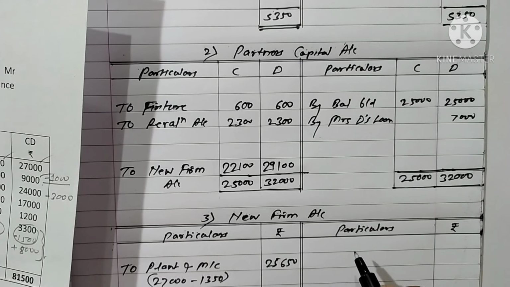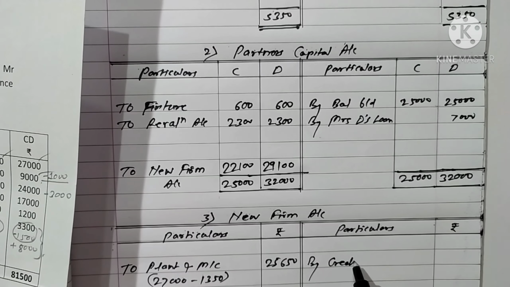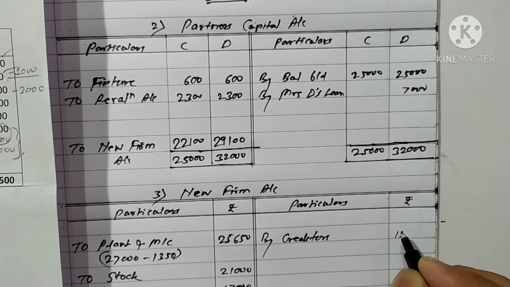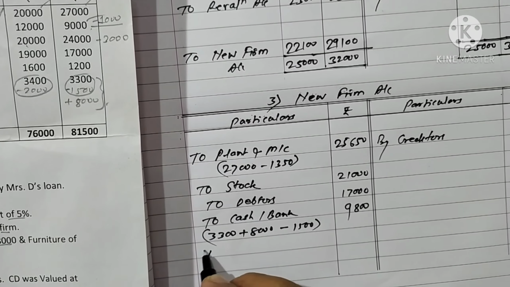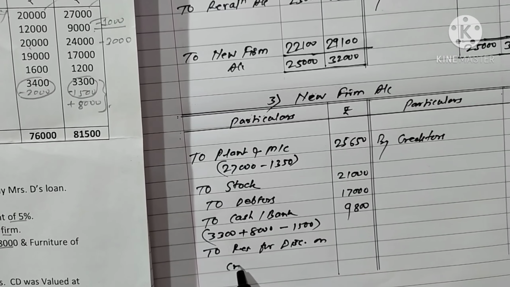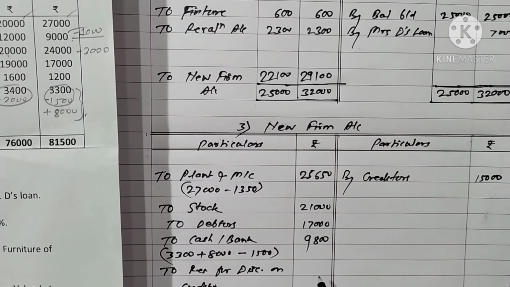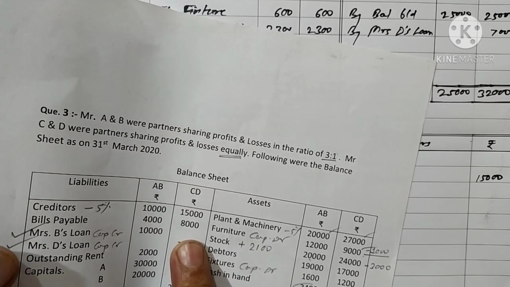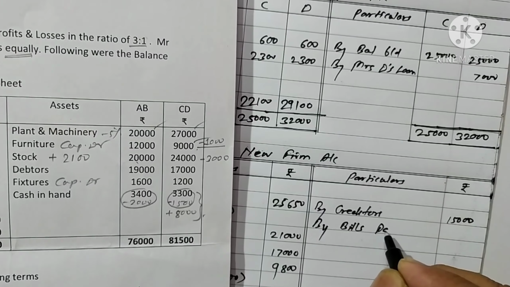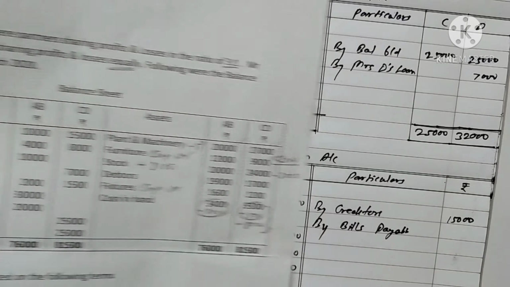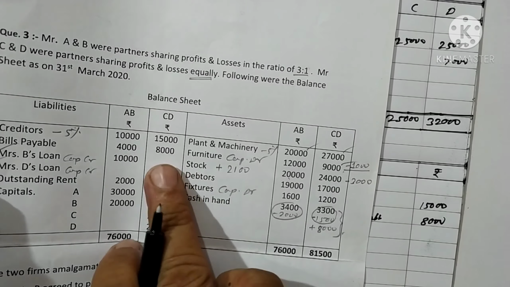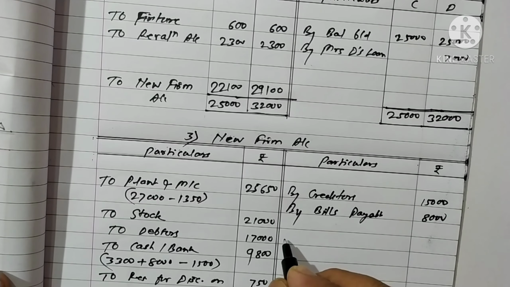Now on credit side, by creditors rupees 15,000. Reserve for discount will appear on debit side to reserve for discount on creditors, 5% on 15, it comes 750. Next is bills payable, rupees 8,000. Okay. Now we have to transfer partners capital.